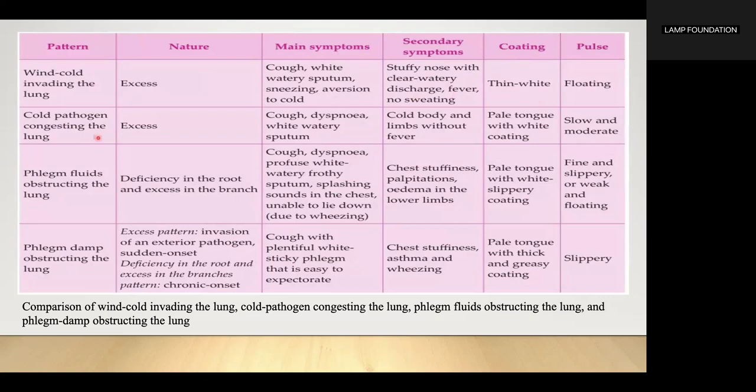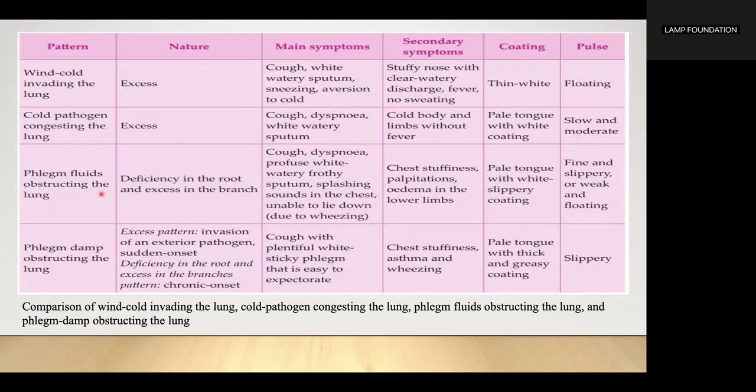For cold pathogen congesting the lung, this is an excess pattern. Main symptoms: cough, dyspnea, white watery sputum. Secondary symptoms: cold body and limbs without fever. Pale tongue with white coating, pulse is slow and moderate.